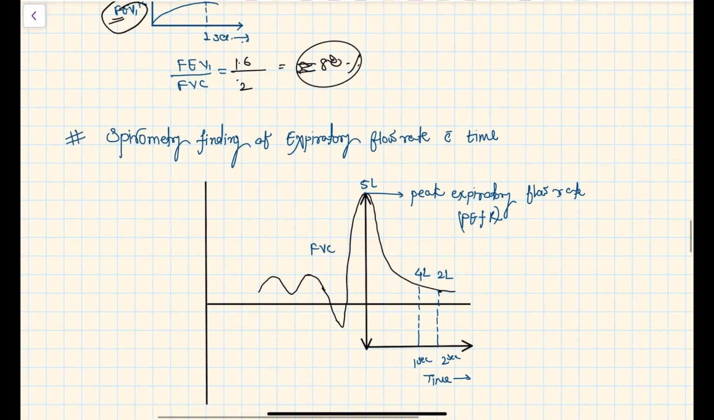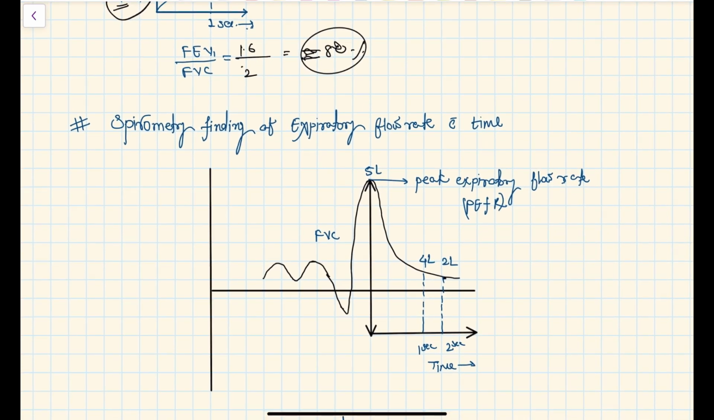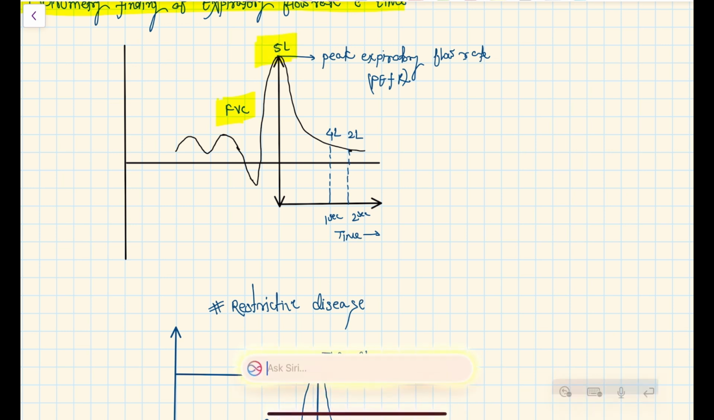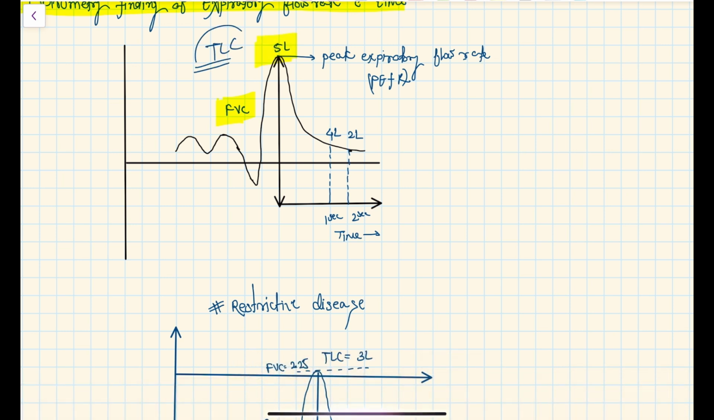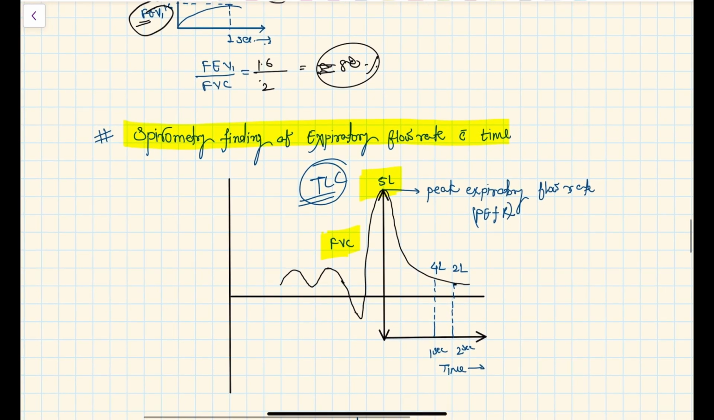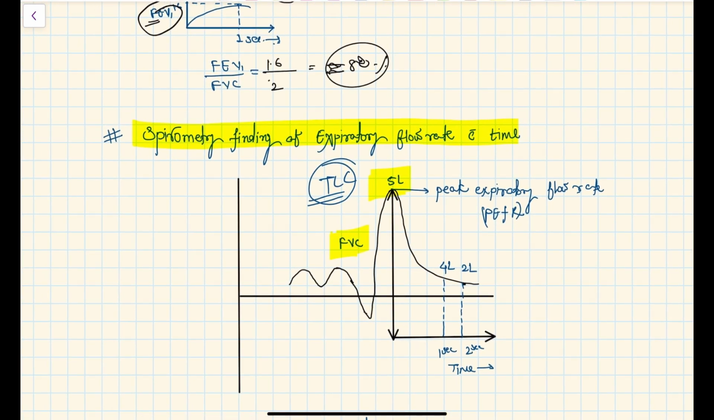Now coming to the spirometric finding of expiratory flow rate with time. Okay, this is a graph, same as we saw earlier. This is the forced vital capacity. This is total lung capacity, TLC. Okay, same as what we plotted. This is the peak expiratory flow rate, meaning at the time you are breathing and expiring the same amount of air, that is at the peak of your expiration, that is peak expiratory flow rate.